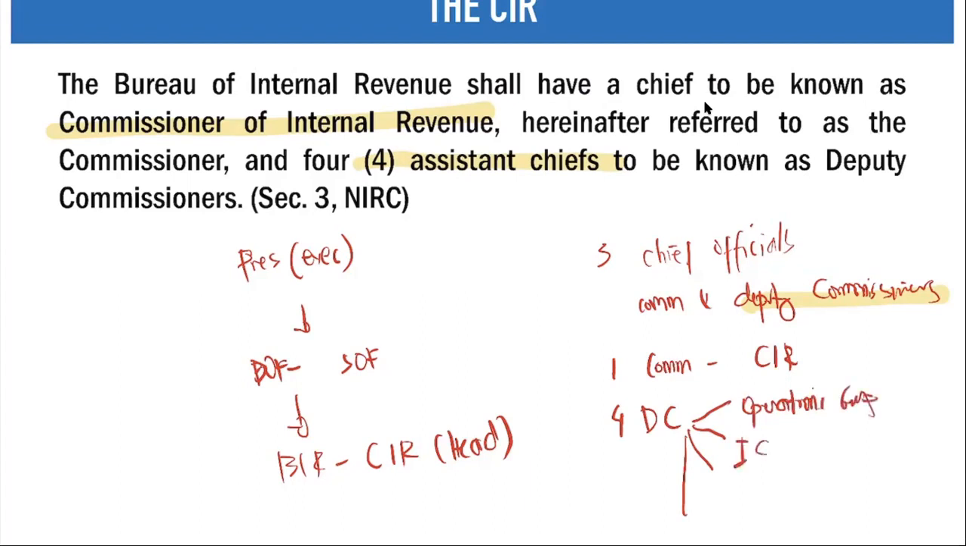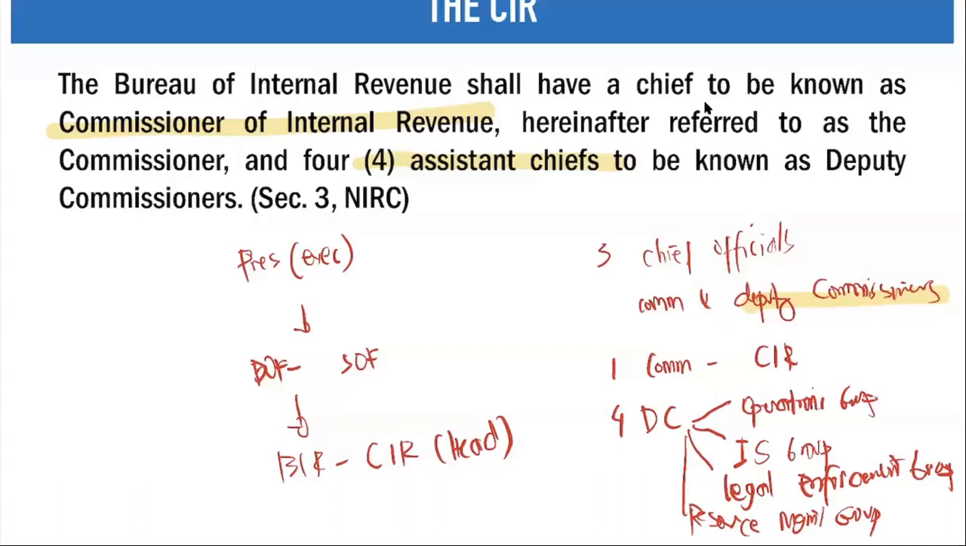Next, we have your information systems group. And then we have your legal enforcement group. And then lastly, we have your resource management group. Okay. So the BIR has five chief officials, one commissioner and four deputy commissioners, which are the heads of a particular group.